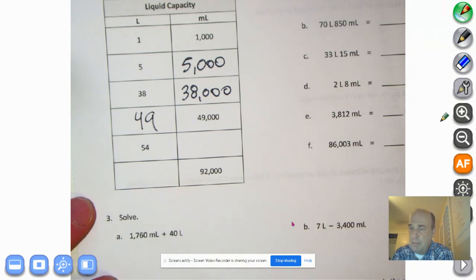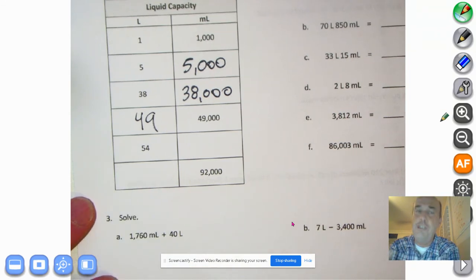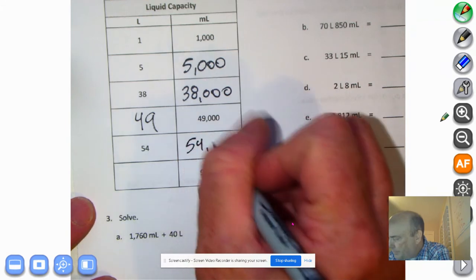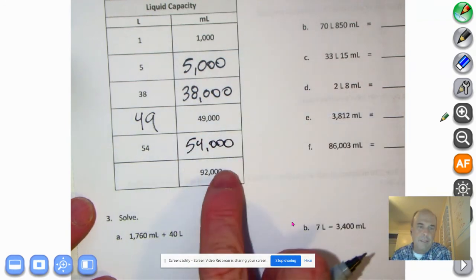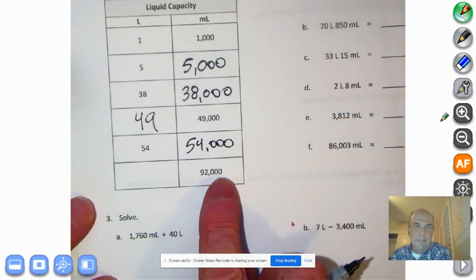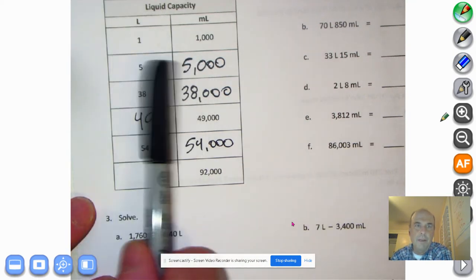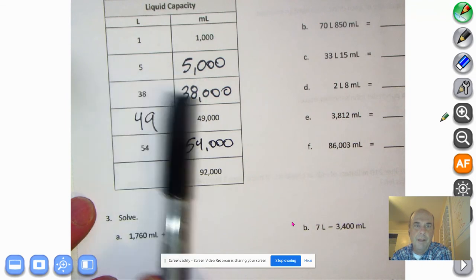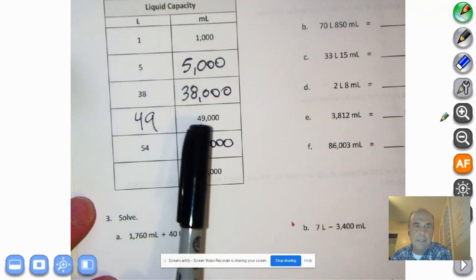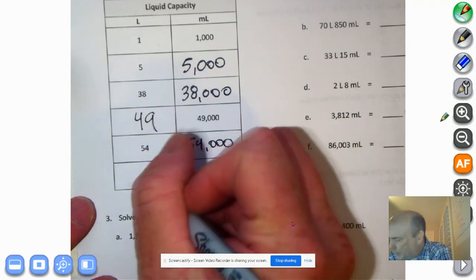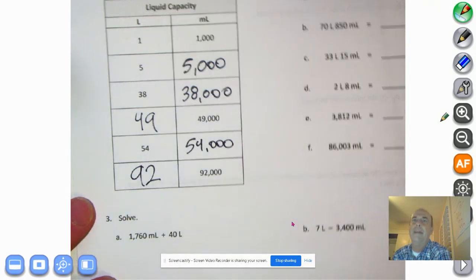And remember, there's 1,000 milliliters in each and every liter. There's no getting around it. Argue with me all you want, it's just not the way it is. So 54 liters would be 54,000 milliliters. And finally, you guys can crack this one, right? 92,000 milliliters. Look at the pattern: 1,000, 1; 5,000, 5; 38,000, 38; 49,000, 49; 54,000, 54; 92,000, 92. There we go.